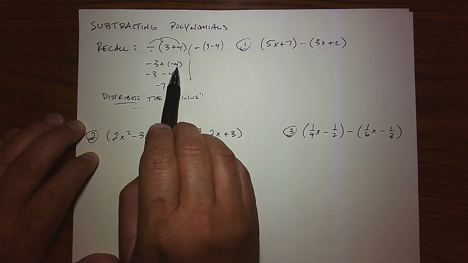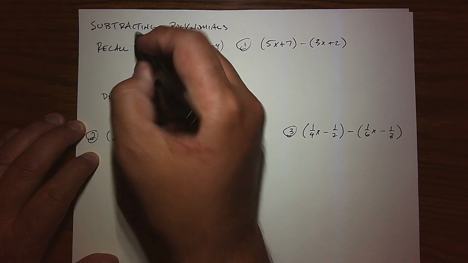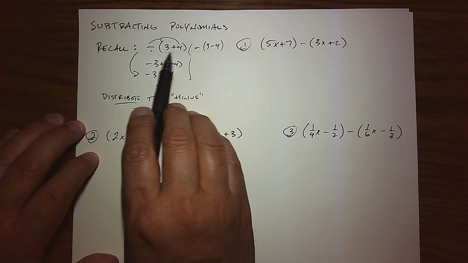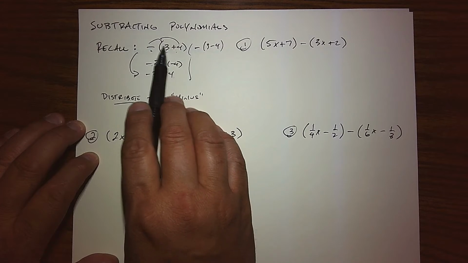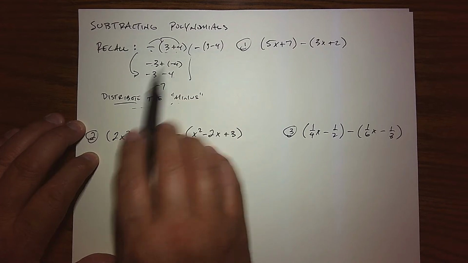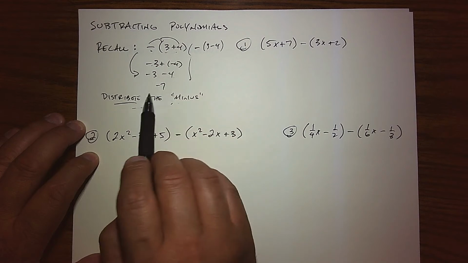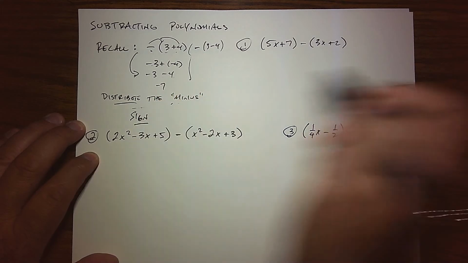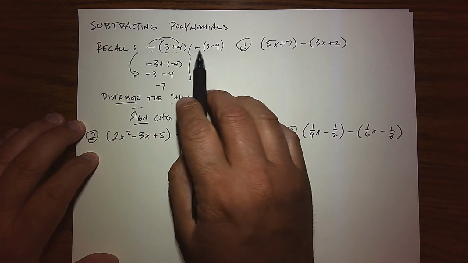And of course, if I add a negative 4, that's the same thing as subtracting 4. And that is what you need to see what's happening. Of course, we get negative 7. But notice that all the signs inside here changed. We had a positive 3, it's now a negative 3. We were adding 4, it's now minus 4. So that's what happens.